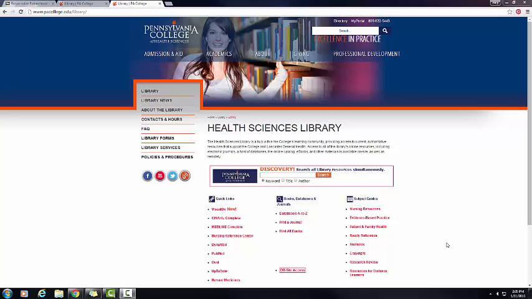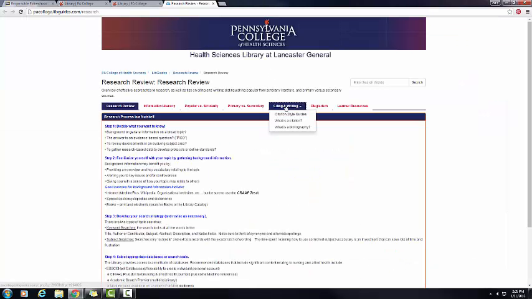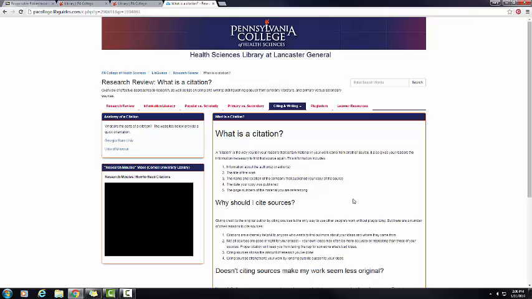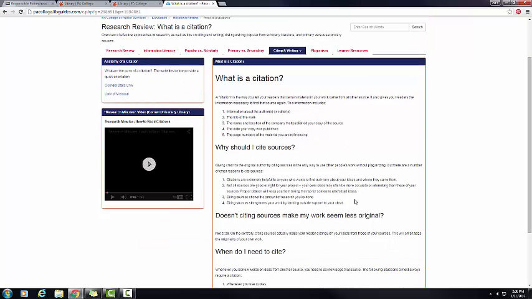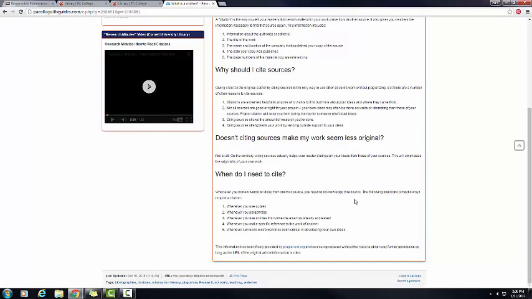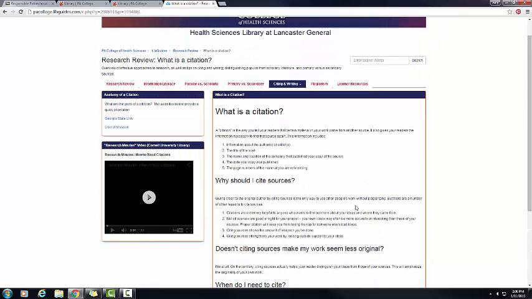And lastly, when you look at the Health Science Library website, if you click on Research Review and Citings and Writing, it will talk to you about how to write a citation in this APA formatting. So it'll help you with how to do that whole citation process. So you can take a look at this one and it will help you with writing that through.